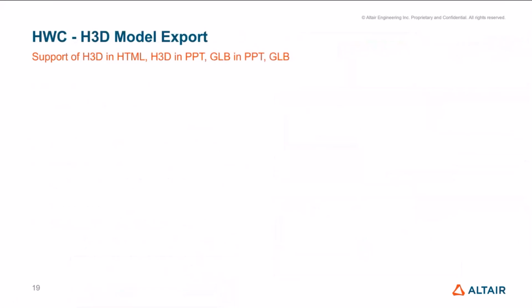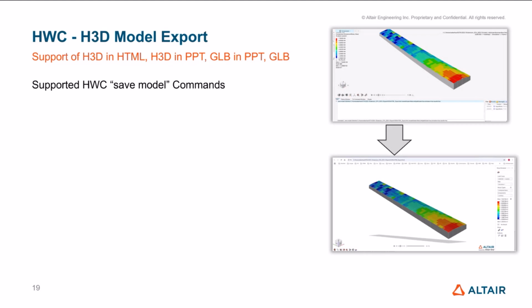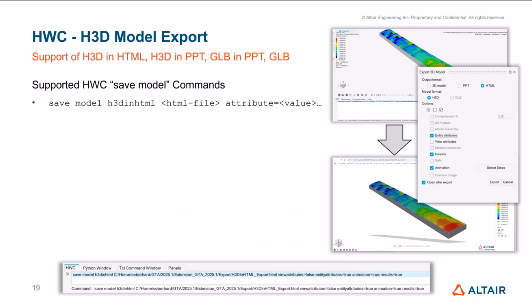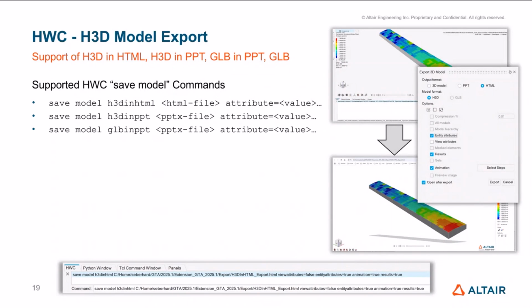Then the other one: for HWC, we have also the export. It was introduced in Python, but now there was a huge demand that we can also just simply record it. So it's supported in the save model commands. We had save model H3D. Now we will have save model H3D in HTML, save model H3D in PPT, GLB in PPT, and just only the GLB object.